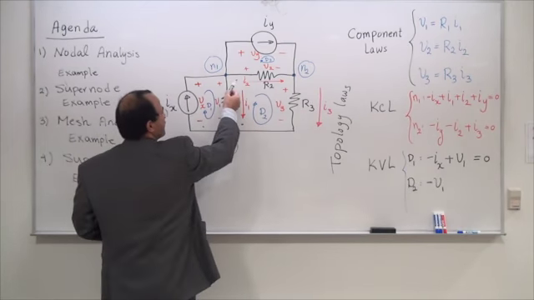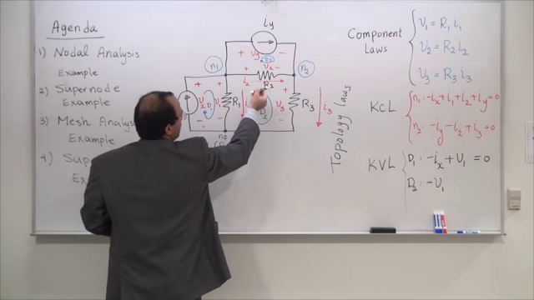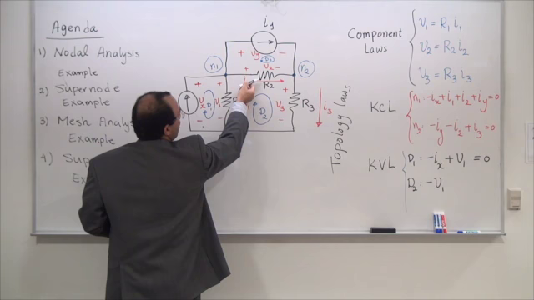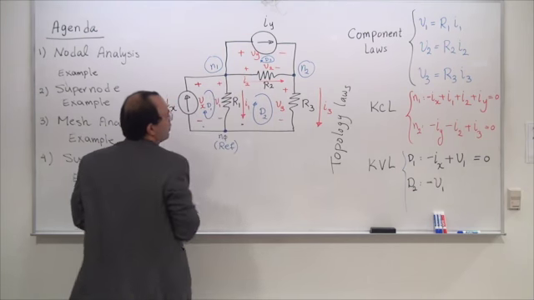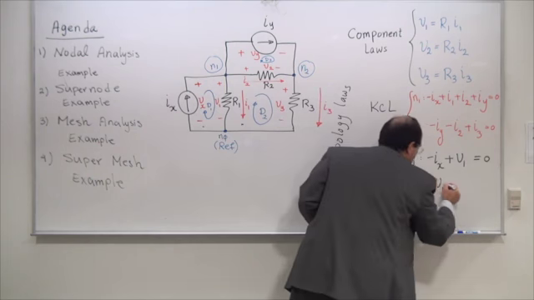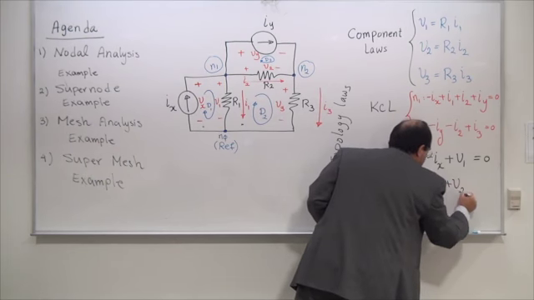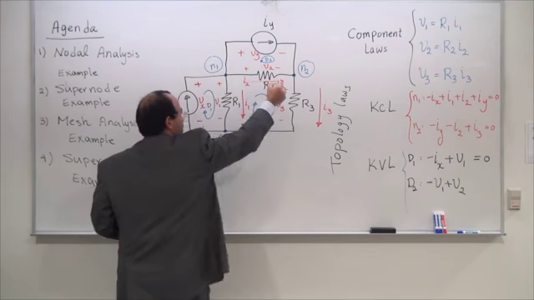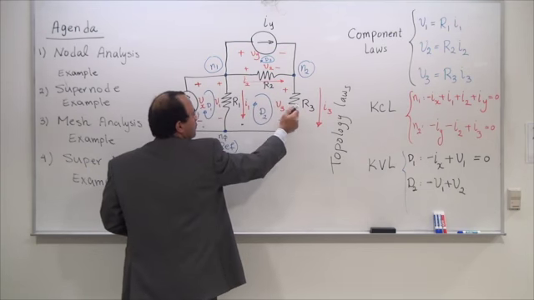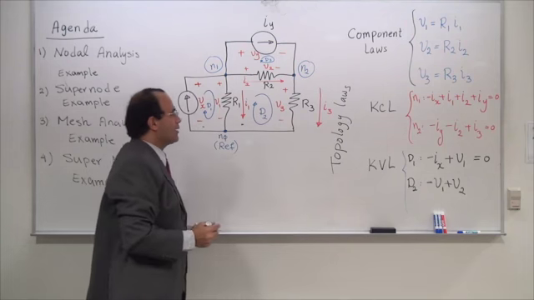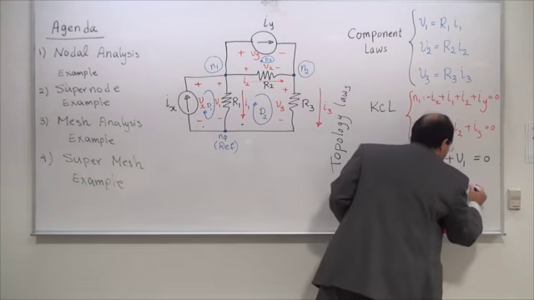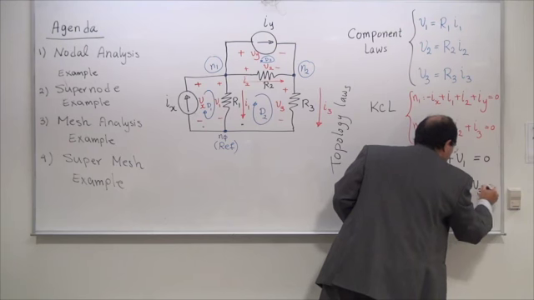Then it trips, it goes through the loop, it sees component R2, it sees the plus polarity next. So it's going to be plus V2. On its trip, it's going to come to R3, it's going to see the plus polarity, so it's going to be plus V3 equal to 0.